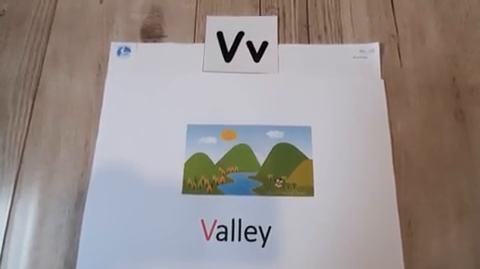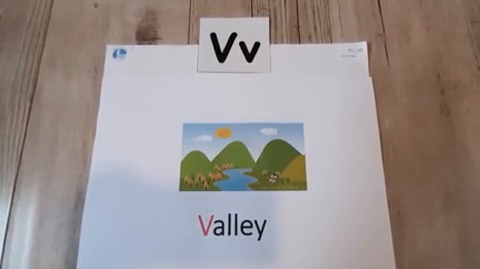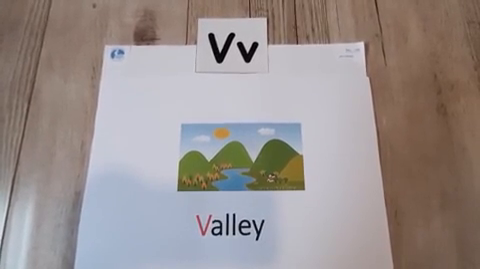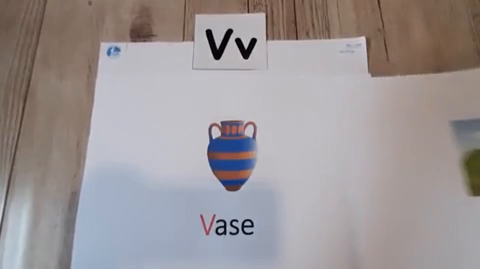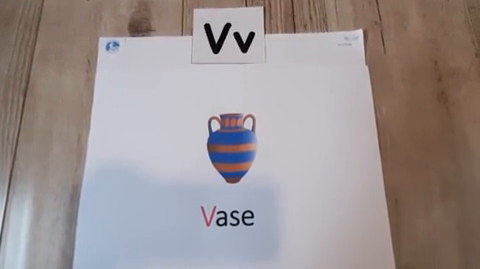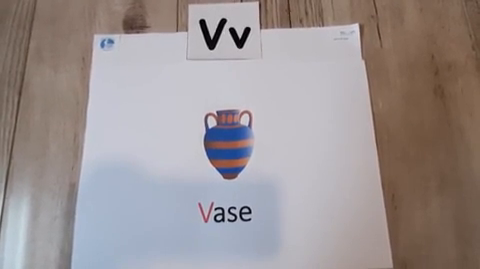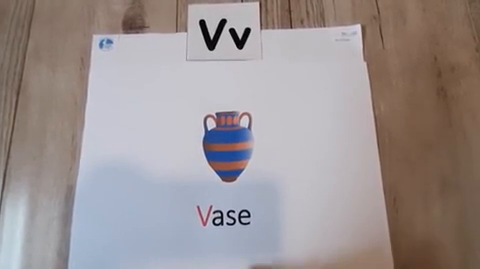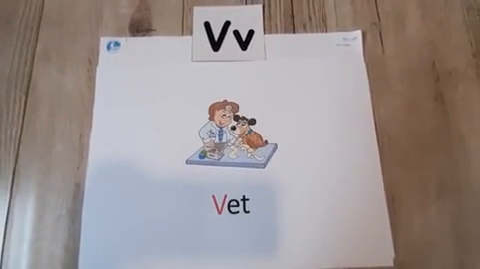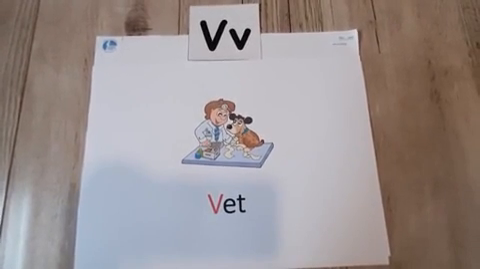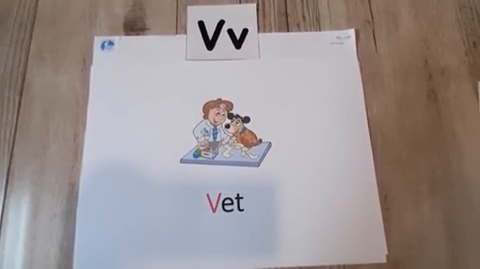What about this one? Do you know what this is? This is a valley, valley, V, V, valley. What about this? Excellent. This is a vase, vase, V, V, vase. What do we call the pet doctor? This is called a vet, vet, V, V, vet.